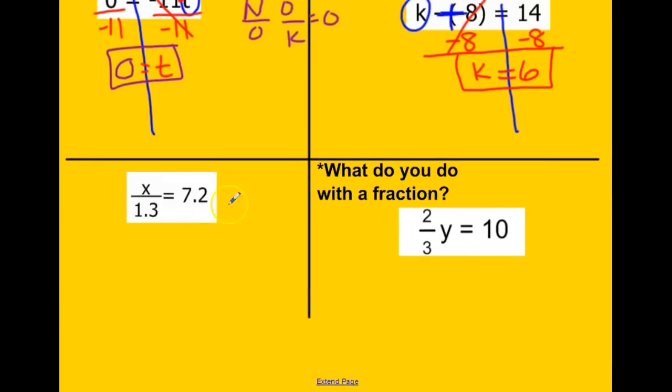Next we have two different types of problems here. This one has a fraction. This one has division. This line means divide. This one has a fraction out front. So we're going to approach these differently.